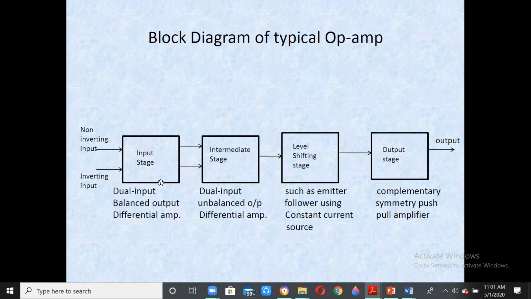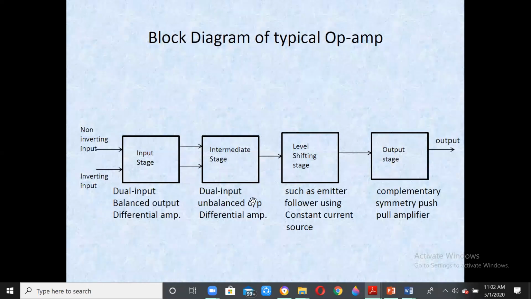The block diagram of a typical op amp is something like this. You have the input stage, which is generally a dual input balanced output differential amplifier. Then the second stage is the intermediate stage, which is again a dual input unbalanced output differential amplifier. So the output of the first has two outputs, whereas the output of this one is only one. That is why we call it unbalanced. Here two outputs are there, that is why we call it balanced output. The output of this is only one.